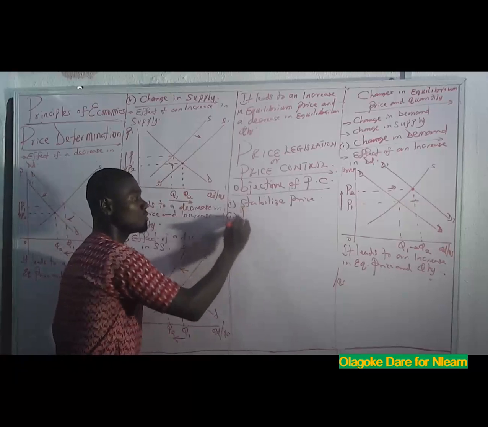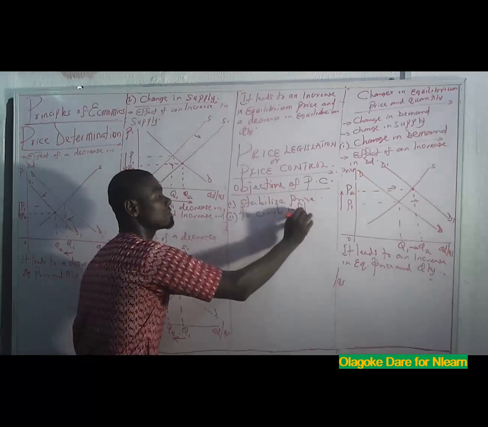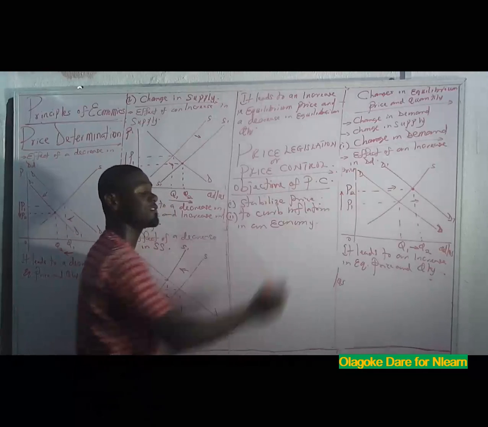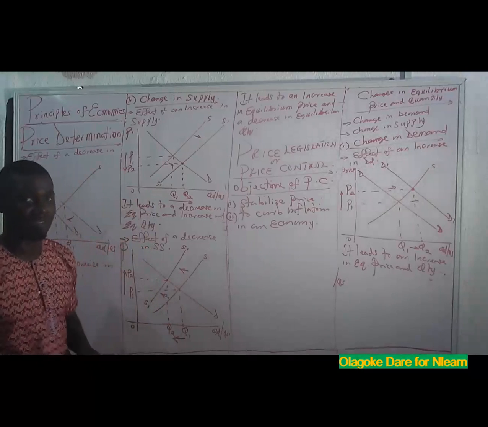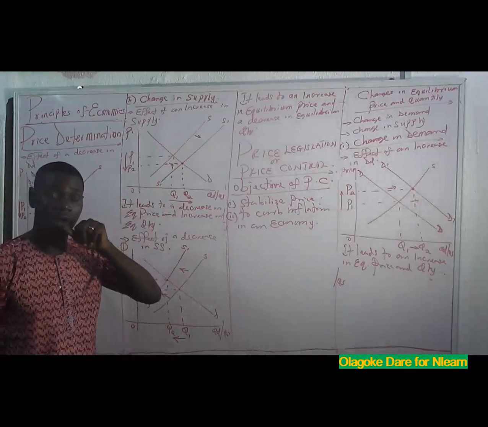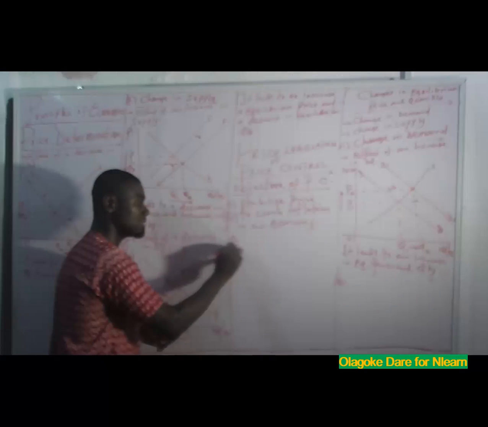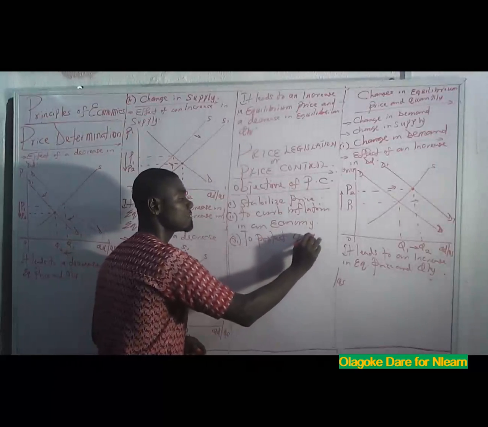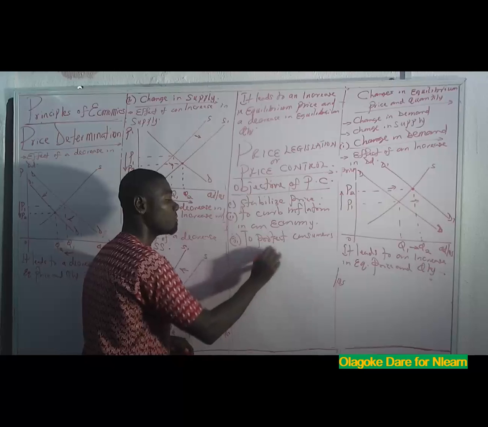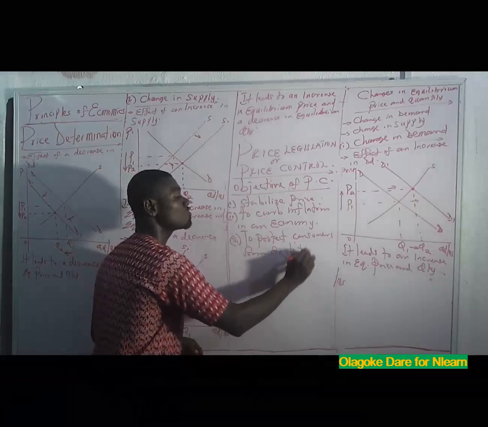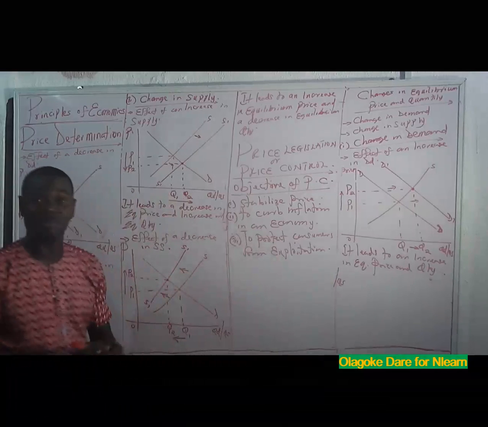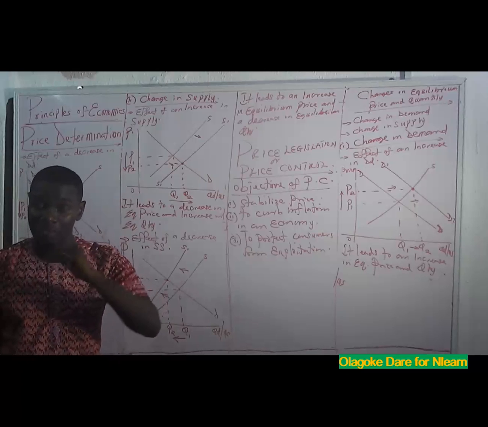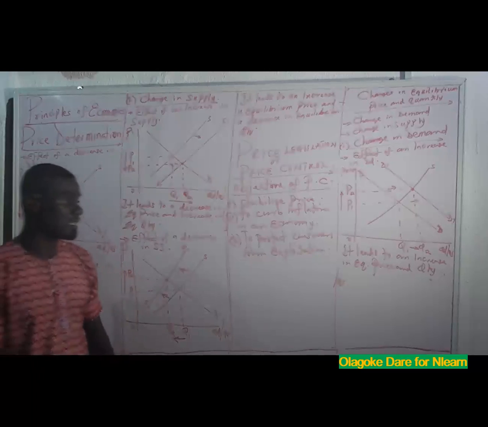Alright? Number two, to curb inflation in an economy. We all know that inflation is the persistent rise in general price level of goods and services. So if the price is stable, it prevents inflation. Another one is to protect consumers from exploitation. Consumers are always exploited in form of high prices of goods and services they want to buy. So when the price is fixed, government is protecting them from being exploited.